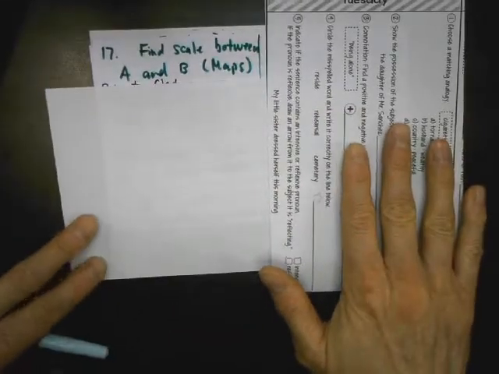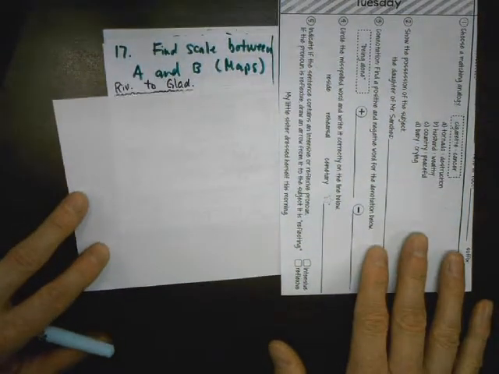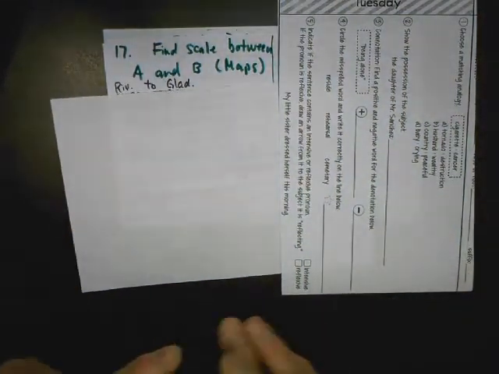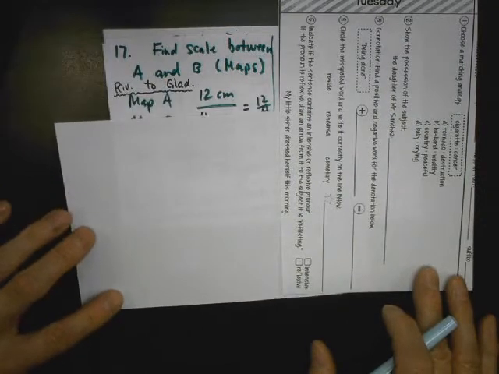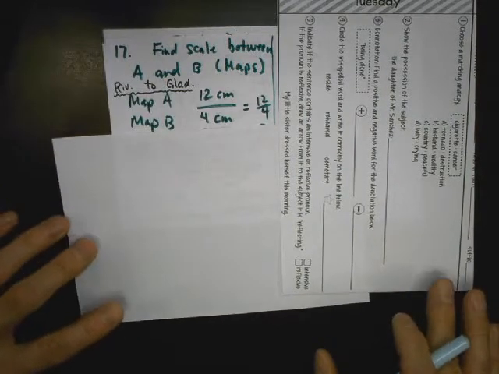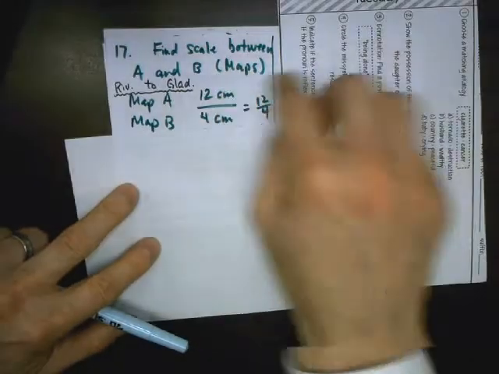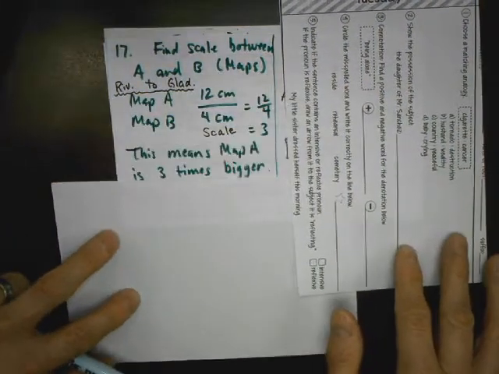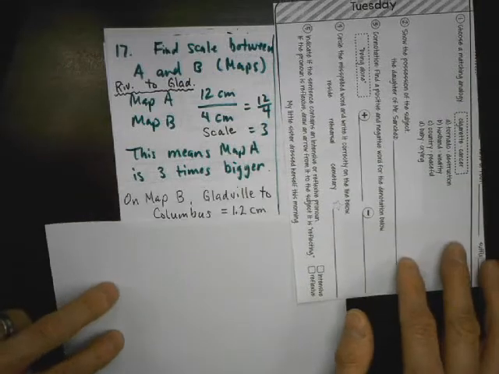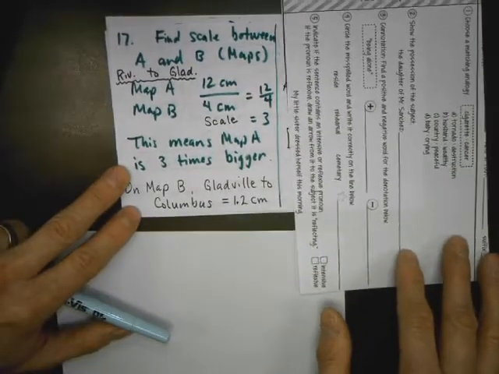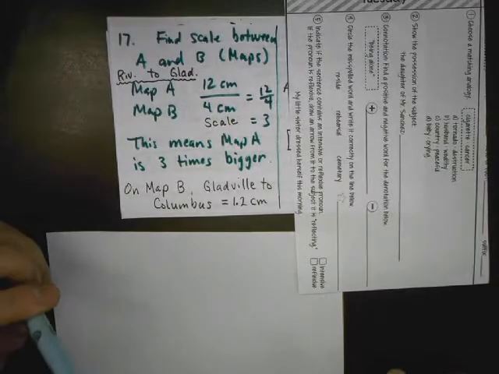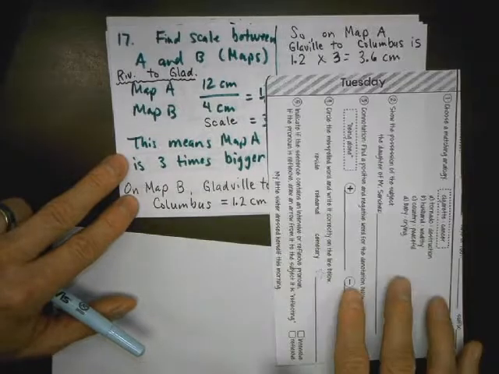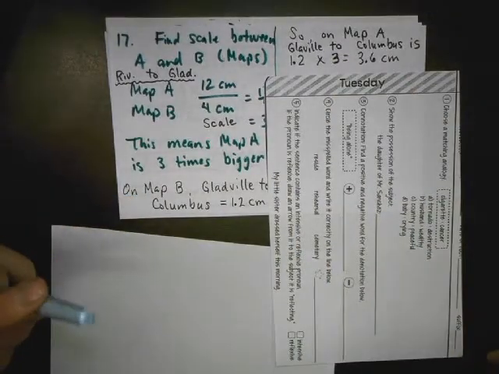So again, we're going to check out the scale factor between map A and map B. In the problem, they tell us from Riverside to Gladville it's 12 centimeters on map A and 4 centimeters on map B. Now that's not our goal. Our goal is Gladville to Columbus. But we can use what they gave us to figure out that map A is 3 times bigger than map B. Now that I know that, I can go to map B and get the distance from Gladville to Columbus. If it's 1.2 centimeters on the smaller map, and the bigger map is 3 times bigger, all I have to do is multiply it by 3.